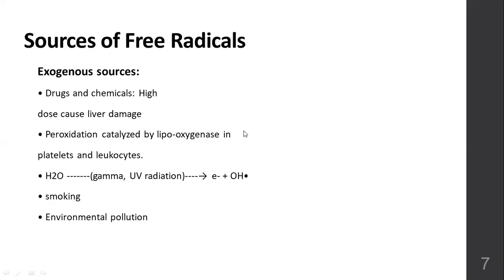UV radiation, gamma radiation: being exposed to UV radiation, infrared, gamma radiations, smoking, environmental pollution. These all are the reasons how external factors, your environmental factors, can cause production of more free radicals. You already have production of free radicals, but these situations can aggravate the production of free radicals in your body.